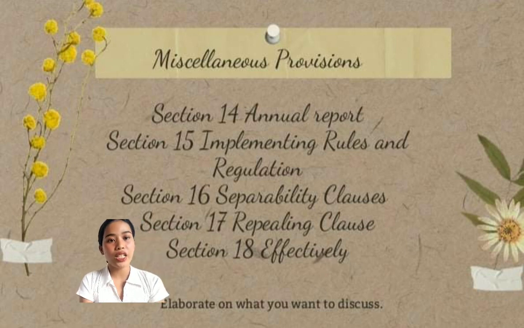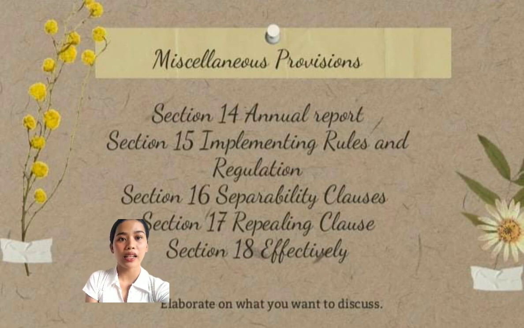The rules and regulations issued pursuant to this section shall take effect 15 days after publication in a newspaper of general circulation. Section 16. Separability clause. If any provision or part thereof is held invalid or unconstitutional, the remainder of the law or the provisions not otherwise affected shall remain valid and subsisting.